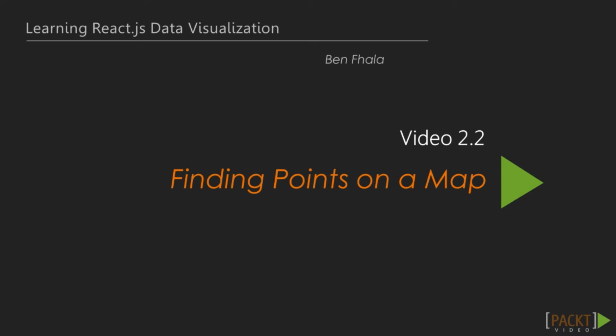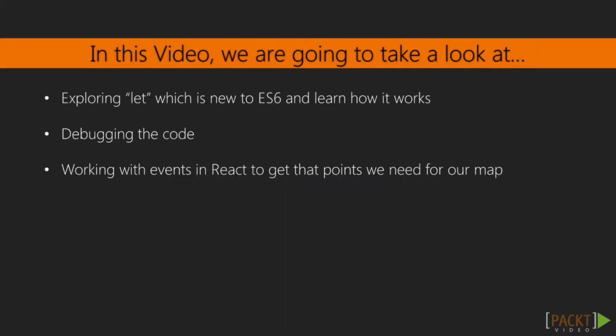In the last lecture, we created a map, but for us to make it interactive, we need to figure out where the points are that the user is clicking on the map. In the process, we're also going to explore let, which is new to ES6, and talk about what it actually is and how it works. Although we're not going to talk specifically about const, the same rules apply to const as they do to let. The only difference is when you define a variable using const instead of var, it is a constant, which means once you set the value, you cannot change it again, which is really good for debugging. But in this lecture, we'll take a look at let and how it works.